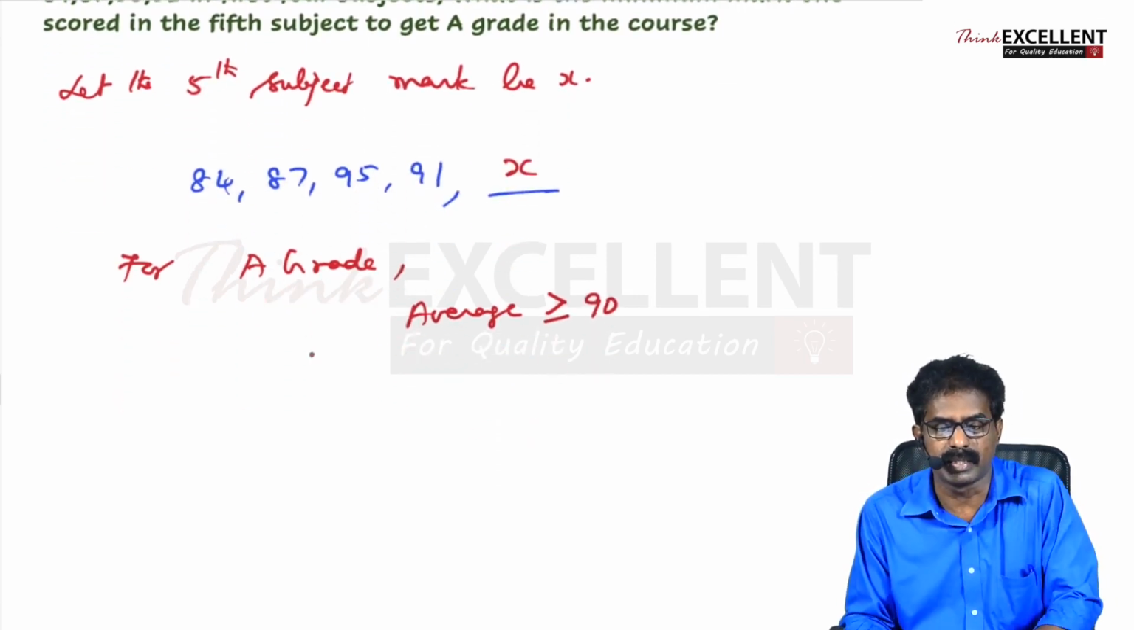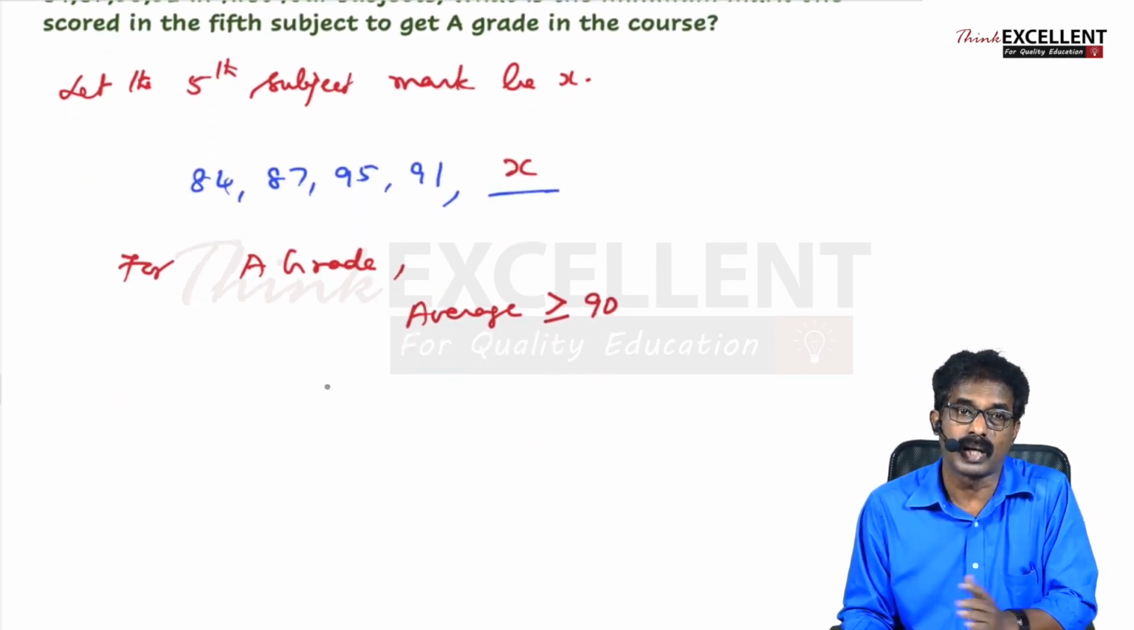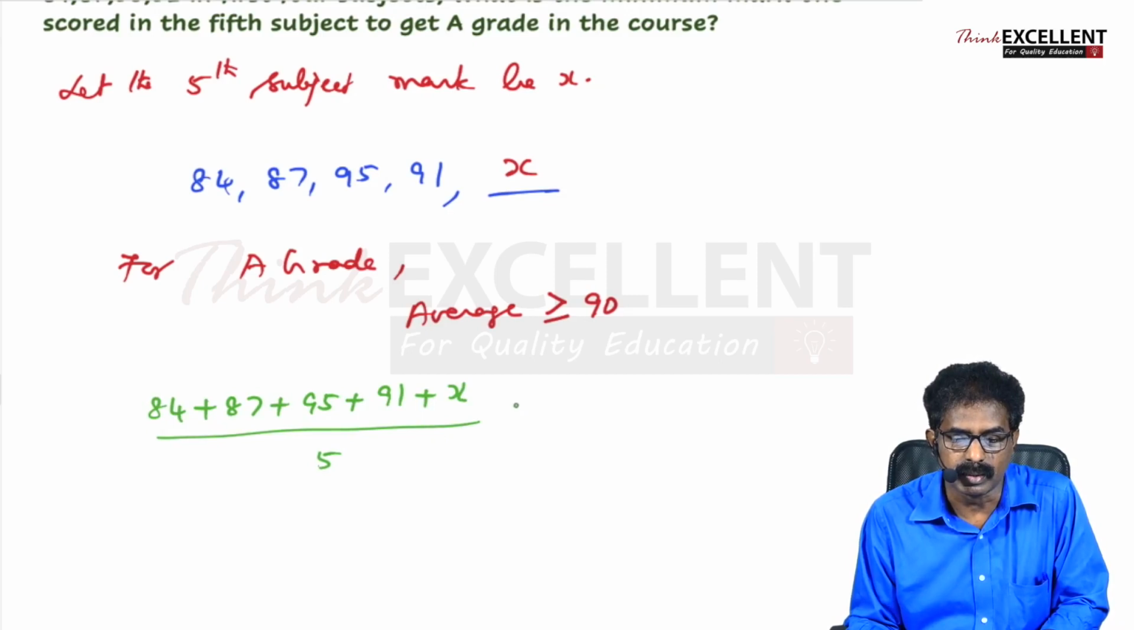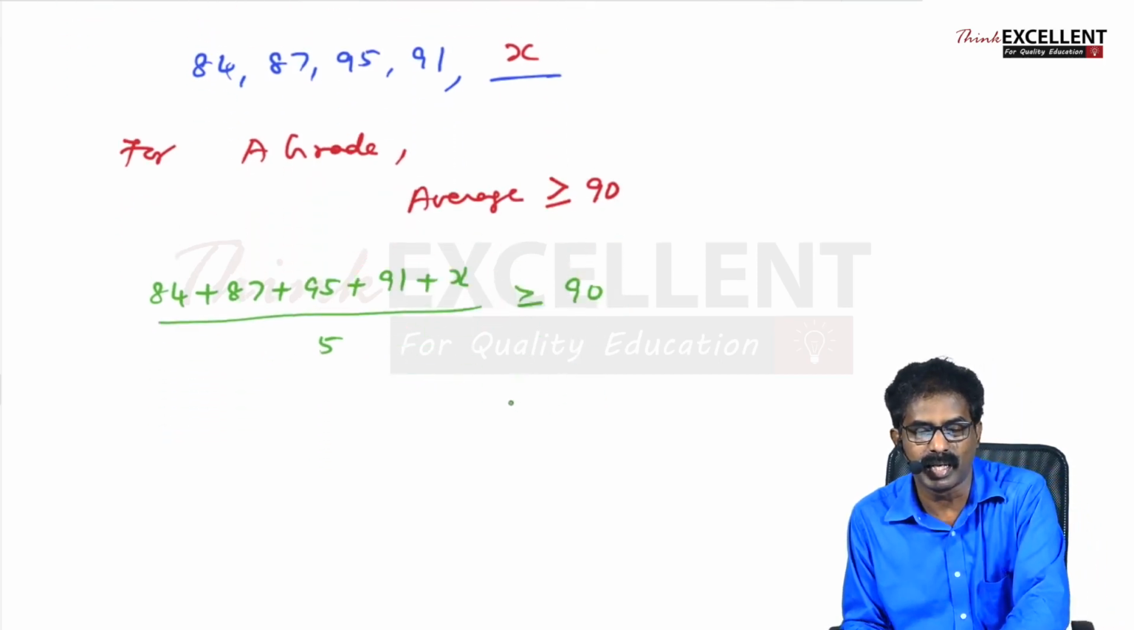Arithmetic mean, just you add it. Okay, see here there are 5 numbers. So add it and divide by 5. 84 plus 87 plus 95 plus 91 plus X, by 5, is greater than or equal to 90. Now that's all. You can find X from here. Only addition, all, do carefully.